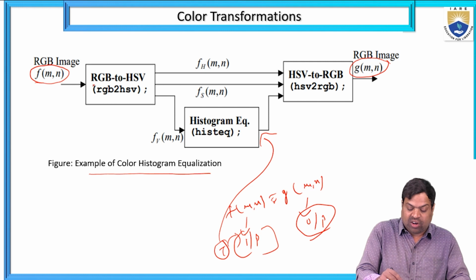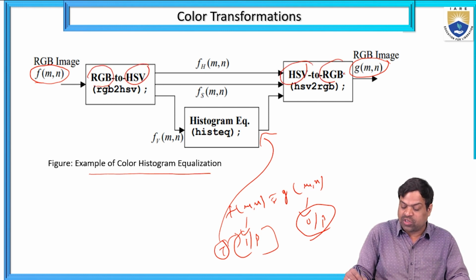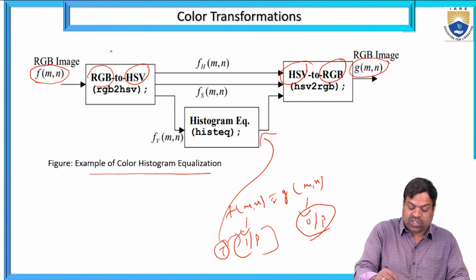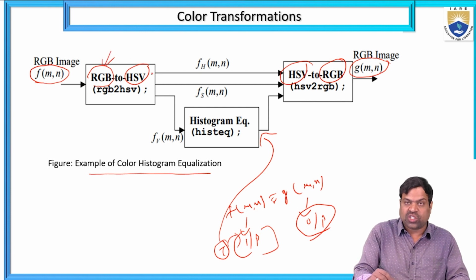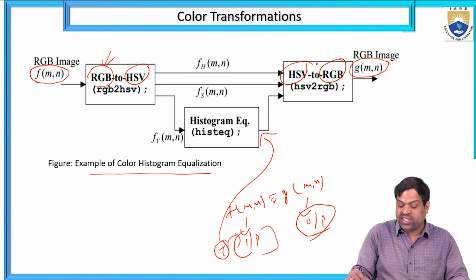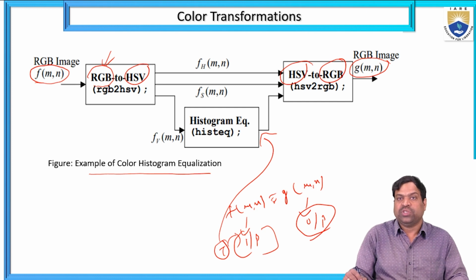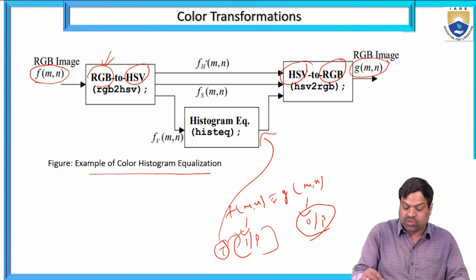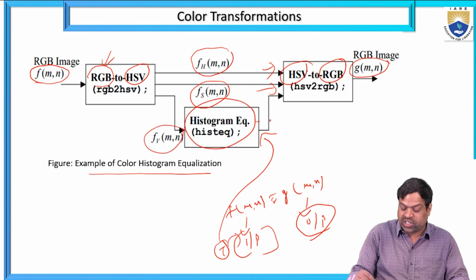Here RGB is converted to HSI, and then HSI is converted back to RGB. We already know red, green, blue and hue, saturation, intensity. So this HSI is converted to RGB, that is the process. What it means here is that f_H(m,n) and f_S(m,n) are the two values, but here the histogram is the transformation technique.